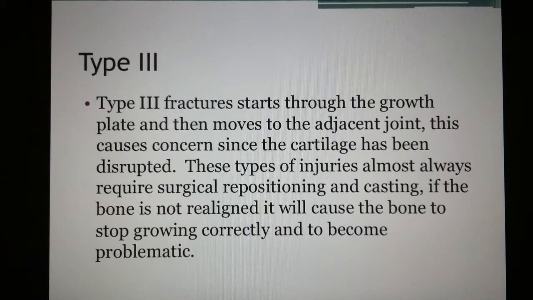Type 3 fractures start through the growth plate and then move to the adjacent joint. This causes concern since the cartilage has been disrupted. These types of injuries almost always require surgical repositioning and casting. If the bone is not realigned, it will cause the bone to stop growing correctly and to become problematic.